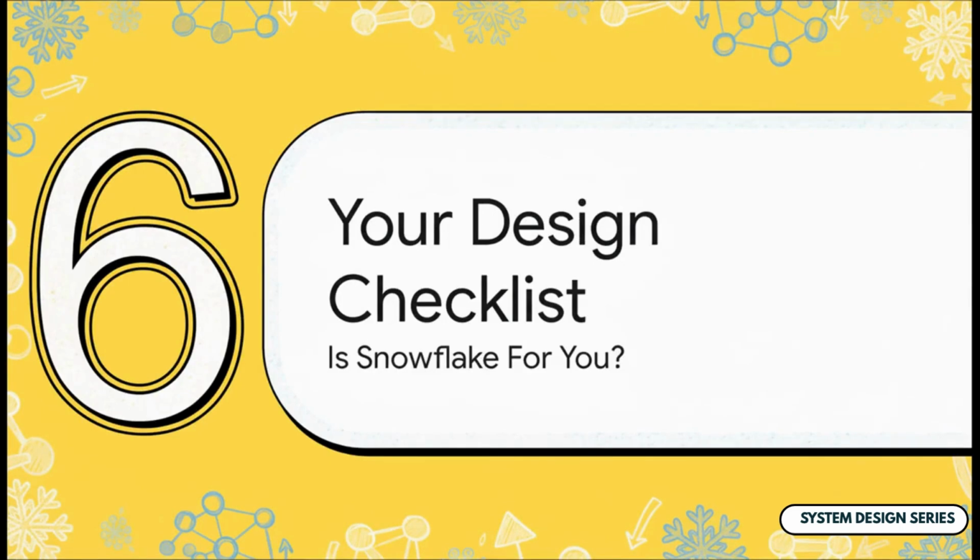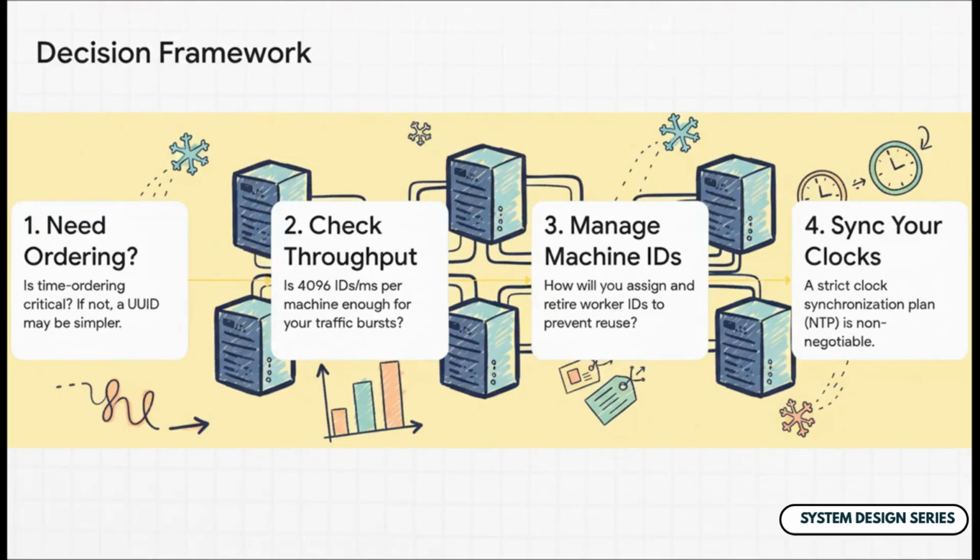So with all of that in mind, how do you know if a Snowflake-style idea is the right move for your project? Let's wrap this all up with a really practical design checklist you can actually use. Okay, here's your 4-step framework. First, ask yourself, is time ordering absolutely critical? If you just need a unique number and you don't care about database index performance, a simple UUID might be way easier. Second, what does your traffic look like? Could you ever generate more than about 4,000 records in a single millisecond on one machine? If so, you might need to tweak the design.